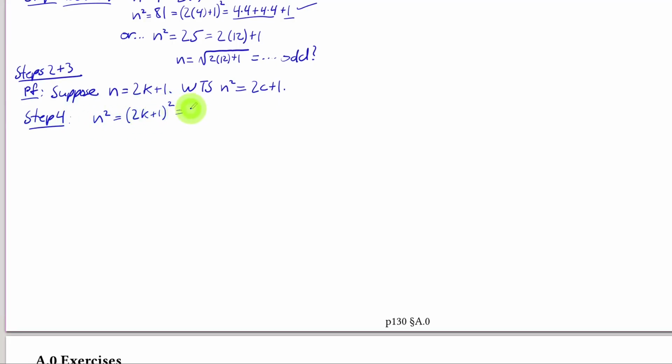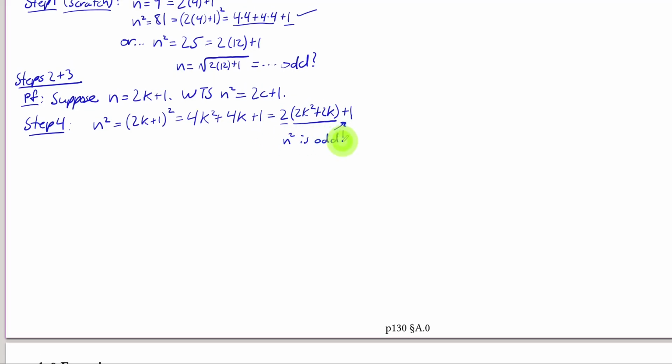And foiling out (2k plus 1) squared gives you 4k squared plus 4k plus 1, which is 2 times (2k squared plus 2k) plus 1. Yeah, that is 2 times an integer plus 1. Okay, so we got that part. We still need to do the other direction, though.